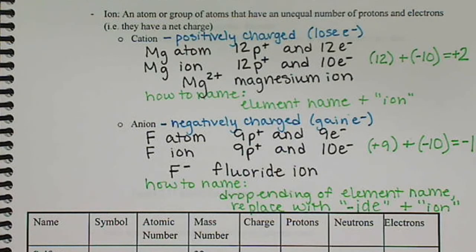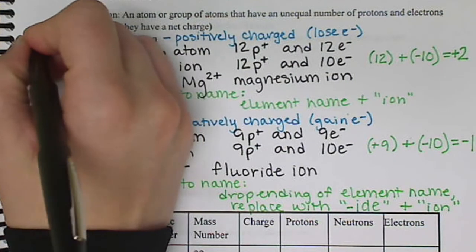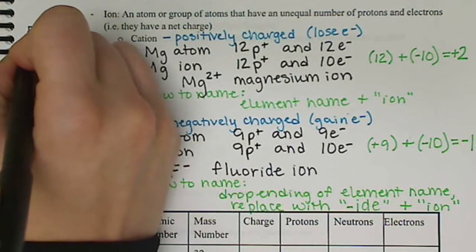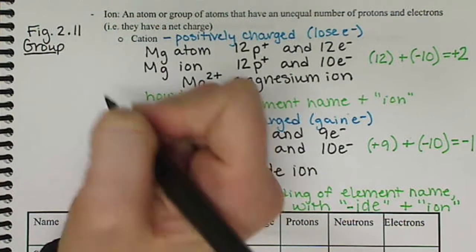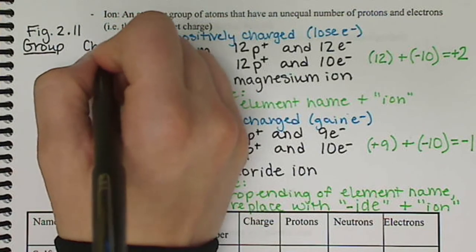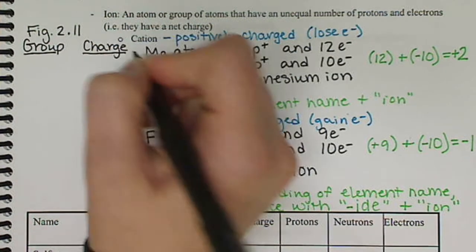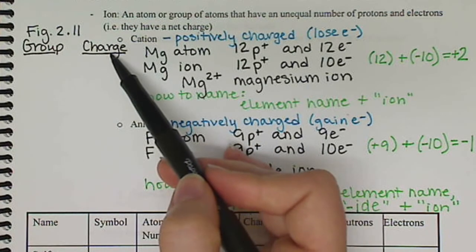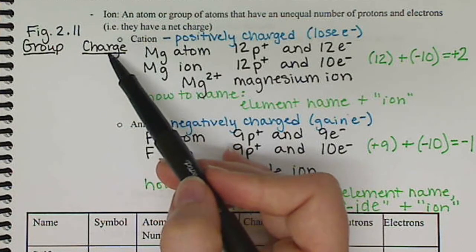You are going to need to know the charges that ions take on the periodic table. You're going to need to know all of the elements except for the transition metals. So the majority of the periodic table, you're going to need to know what charge those elements take. How you figure that out is you look at figure 2.11, and it looks at the group that elements are in. Part of the wonder of the periodic table is that all of the elements in the same group are going to have the same charge. Again, ignoring the transition metals.